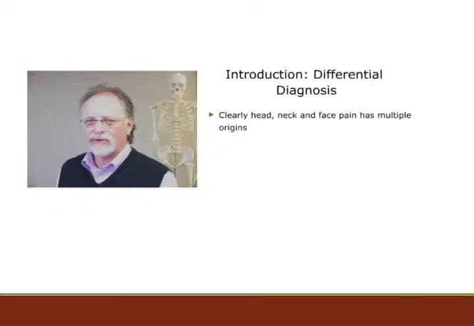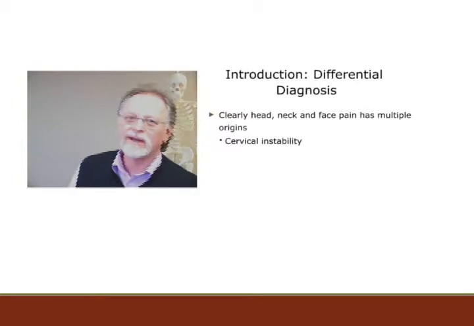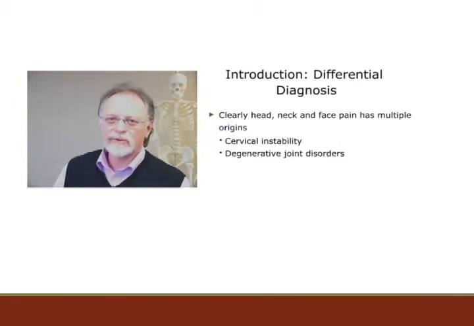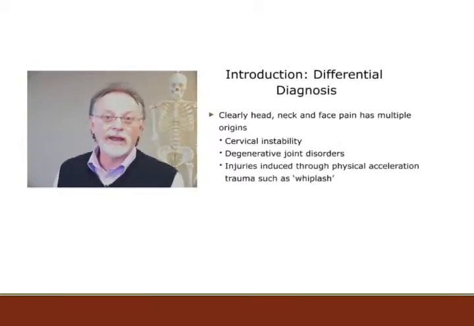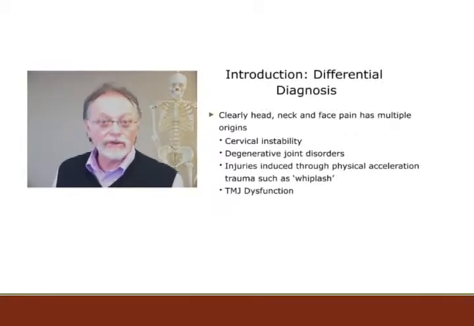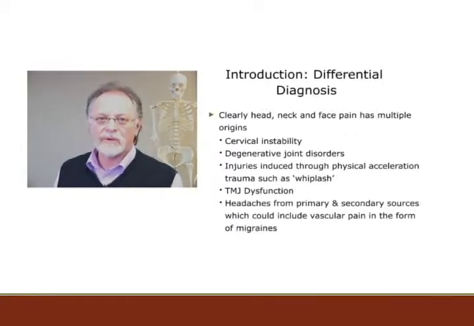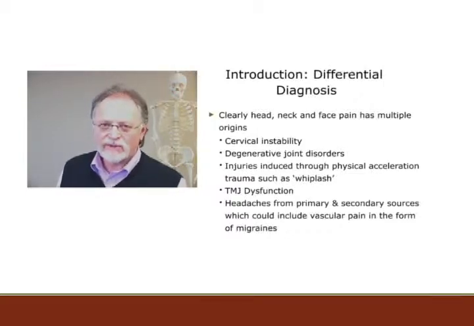Some of the causes for head and neck pain are cervical instability and degenerative joint disorder. You're going to have whiplash and acceleration injuries. You're going to have TMJ disorders. You're going to have headaches, and the headaches can be from a number of causes. Cervical instability is another cause. So these are reasons that you're going to be dealing with the head and neck, and often the myofascial and articular components are a culprit in that.